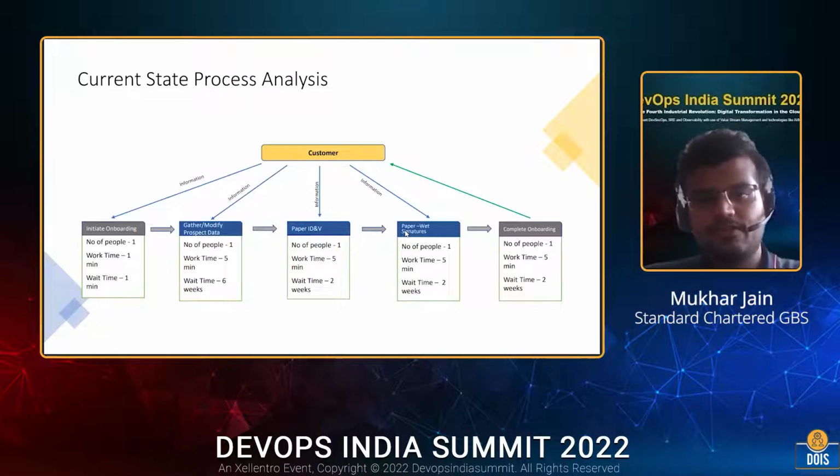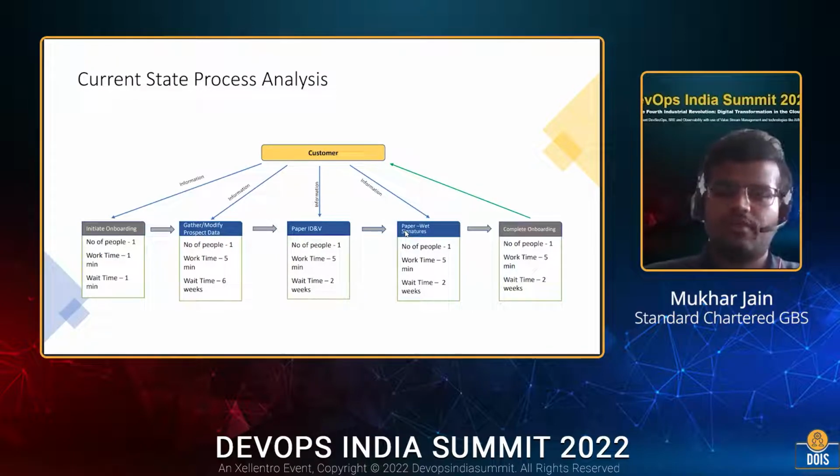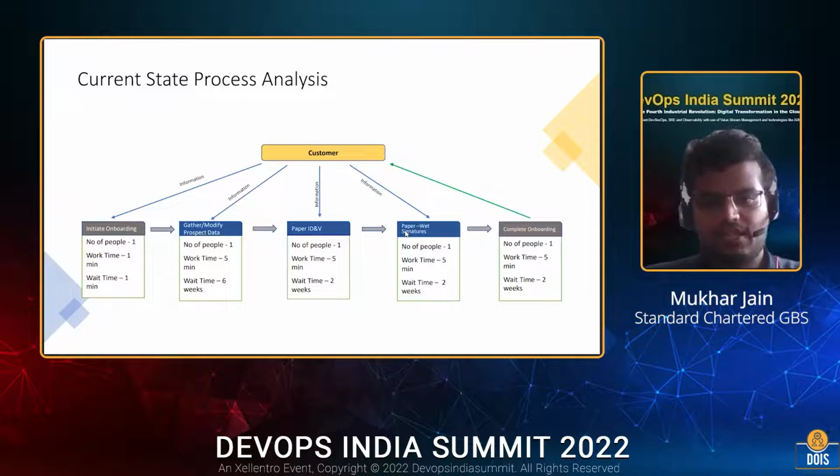The current state process analysis is as follows. A customer gives us the basic information to initiate the onboarding. Using that basic information, we initiate the onboarding and move on to the next stage, where we gather the detailed information of that entity. This detailed information gathering is done through the online application of the bank.